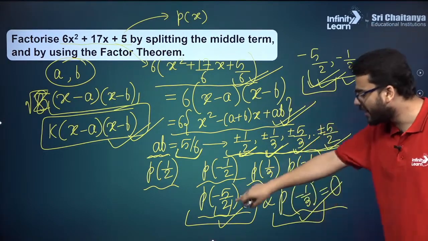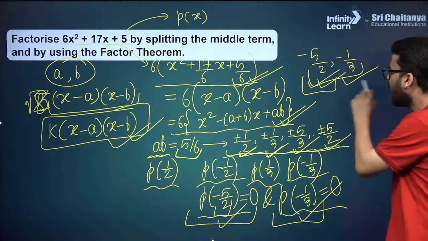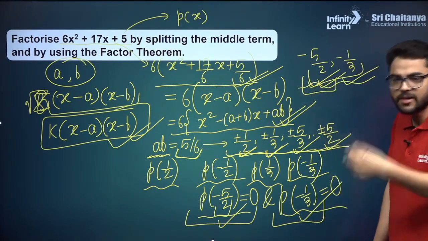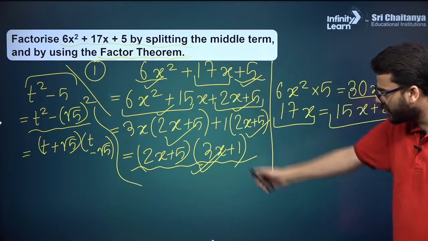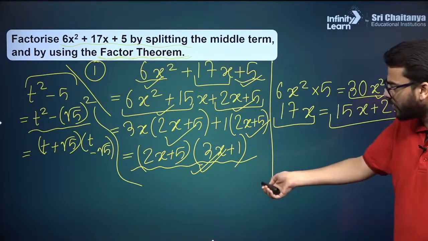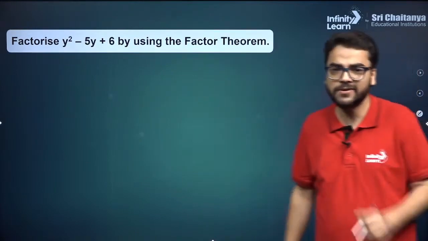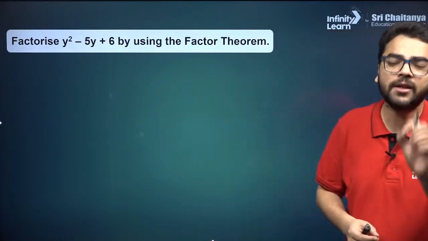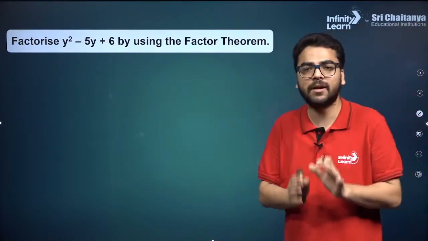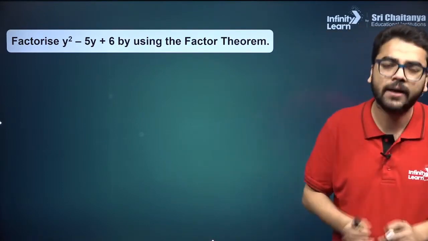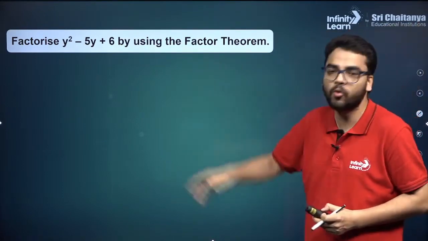And also we know that this answer is correct. The reason being, we have already factorized it using the splitting the middle term in the previous slide. So minus 5 by 2 and minus 1 by 3, therefore we are getting. So can you do this question using factor theorem? Try not factorizing it using the splitting the middle term. You already know that. Try using the factor theorem only.